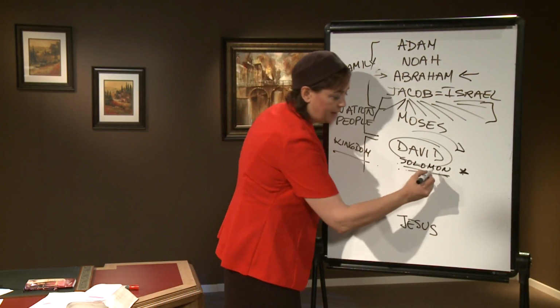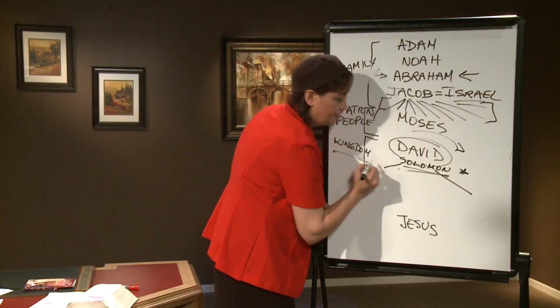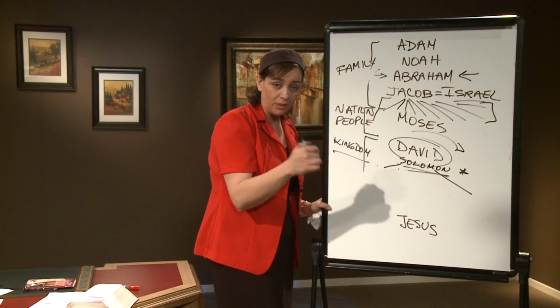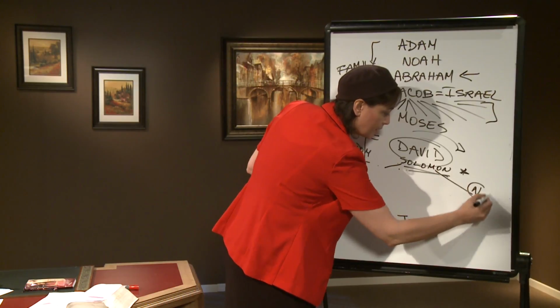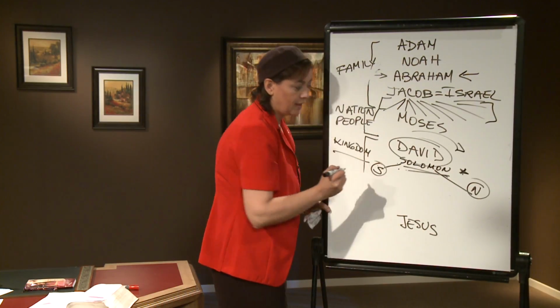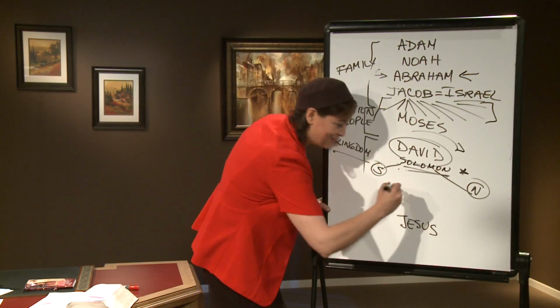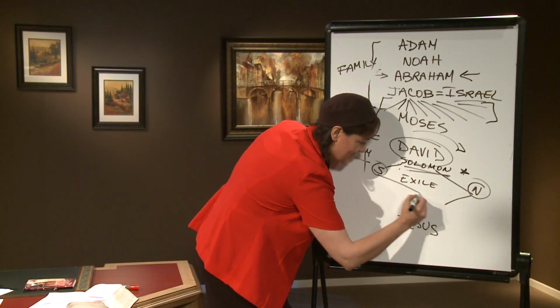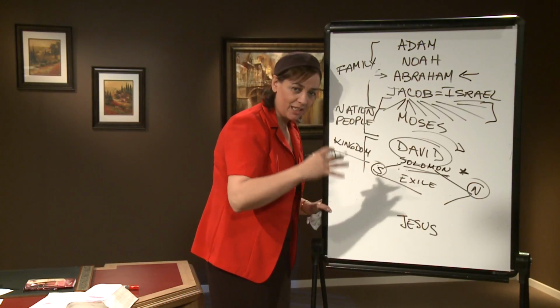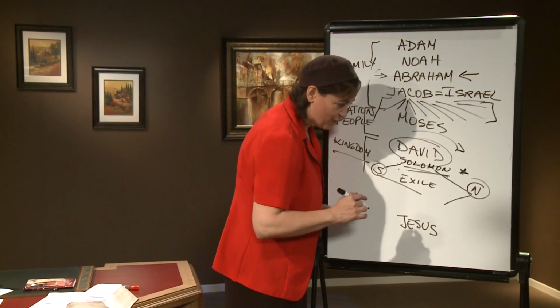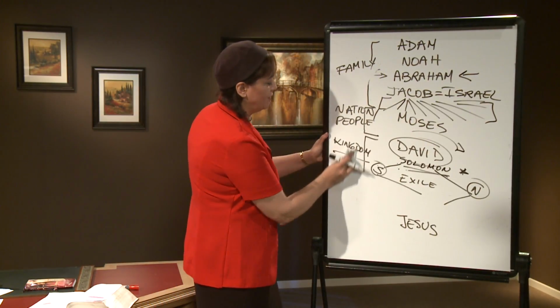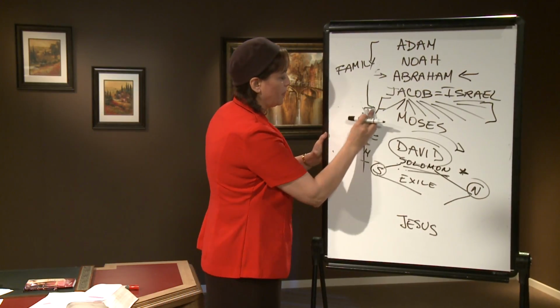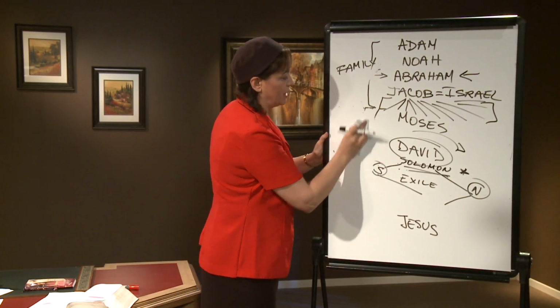Eventually, the kingdom divides. And it divides in two kingdoms, the northern kingdom and the southern kingdom. After the exile, they come back, they rebuild the temple in the 400s or so before Christ. So let's put some dates. Let's see if we can put some dates here. All right, let's put some dates so that we know where we are.